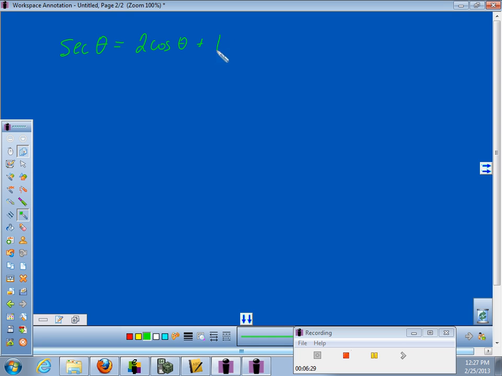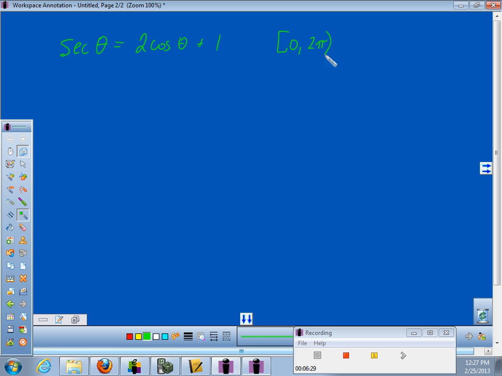So perhaps we should try one where the trig functions are different. That last one was all sines. That was nice, it was all quadratic to start with. This one has a little more interest to it since it's got a secant and a cosine in it. And I still want to solve it for right now in radians.